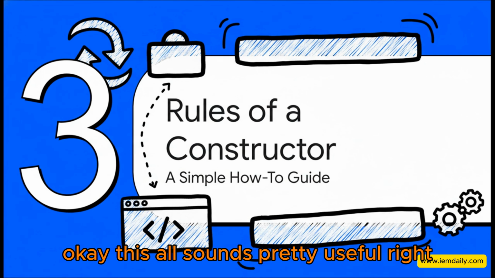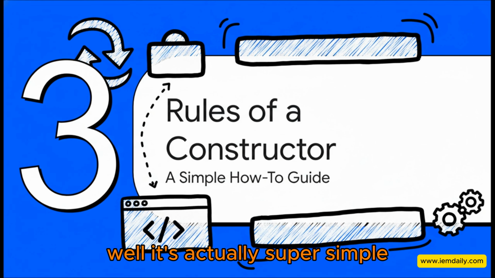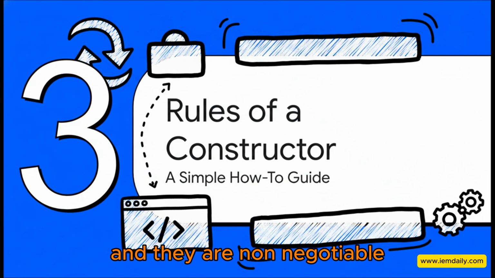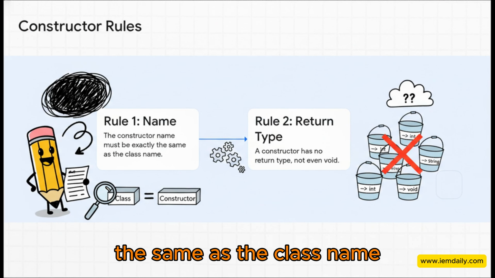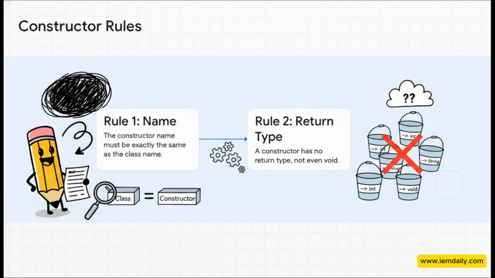Okay, this all sounds pretty useful, right? So how do we actually make one? Well, it's actually super simple. There are just 2 rules you have to follow, and they are non-negotiable. Rule number 1, the constructor's name has to be exactly the same as the class name. So for our human class, the constructor has to be called human. Simple enough.